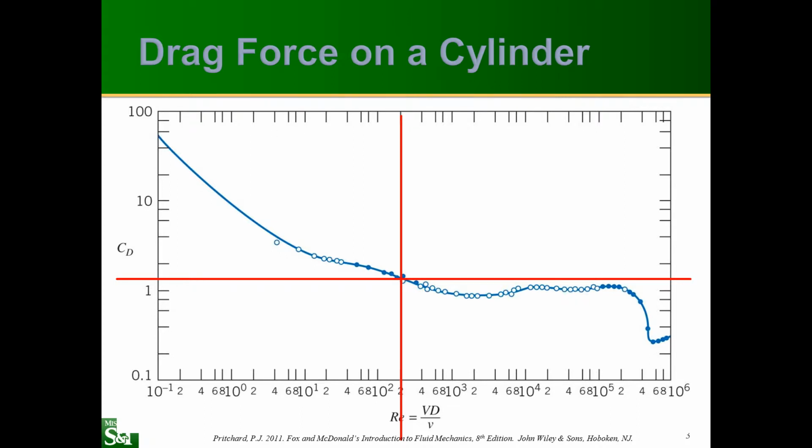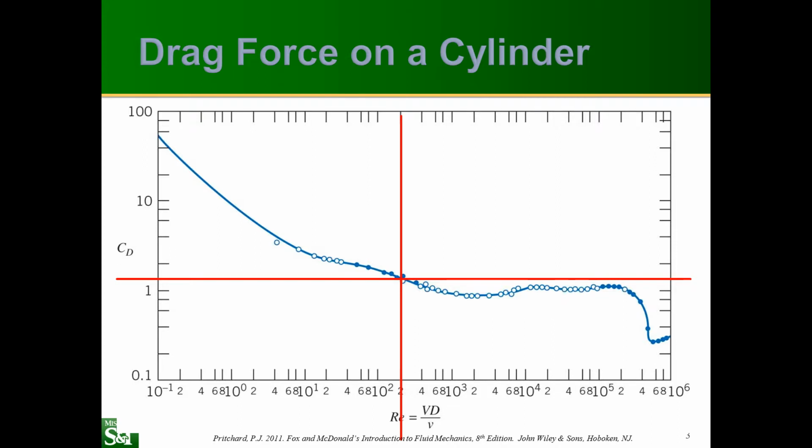If we want to find the drag coefficient, all we have to do is calculate the Reynolds number, draw the vertical line to see where the value of this graph is, and then draw the horizontal line across to read the number off the vertical axis.